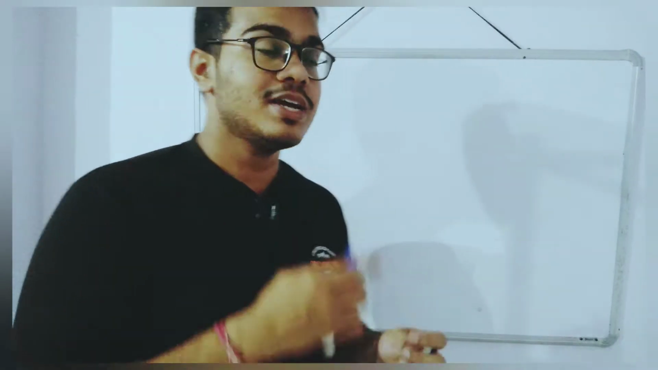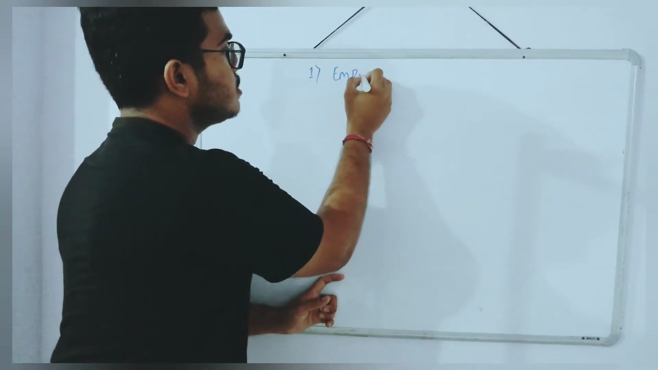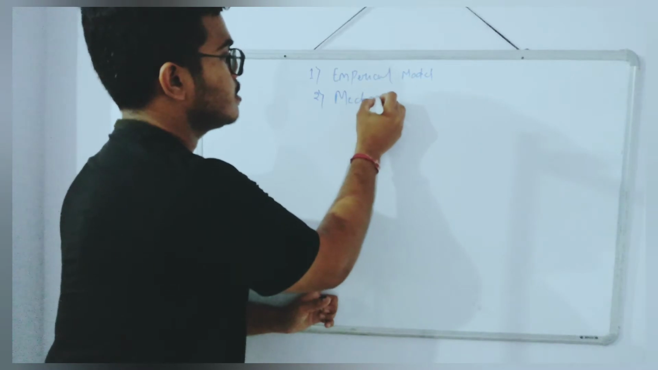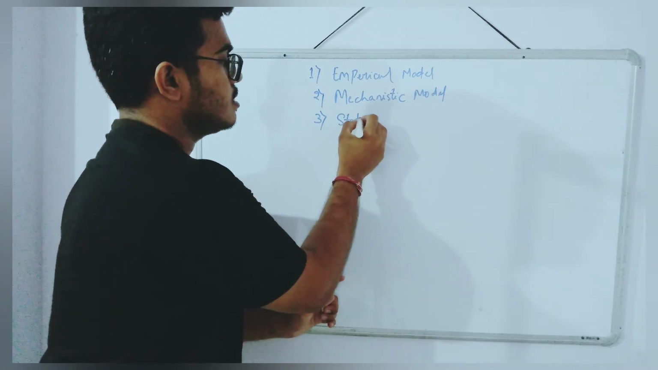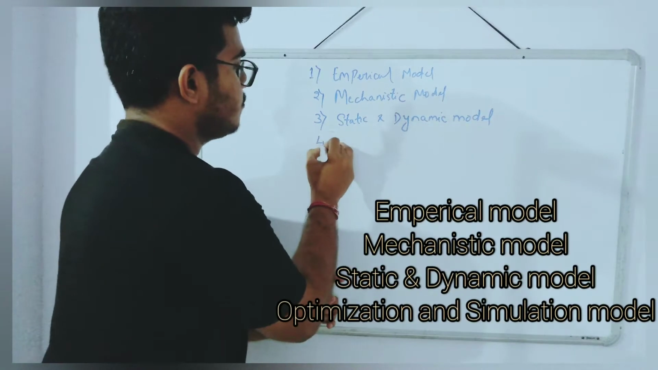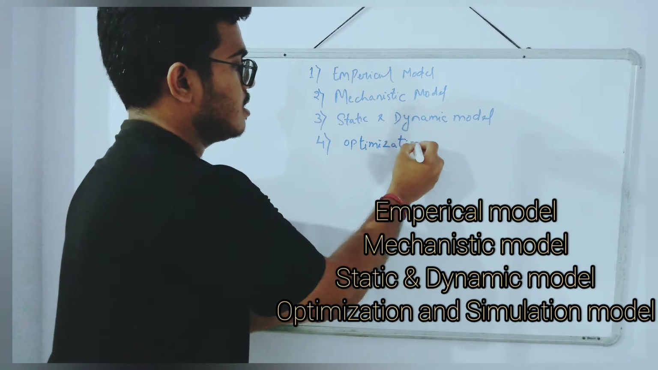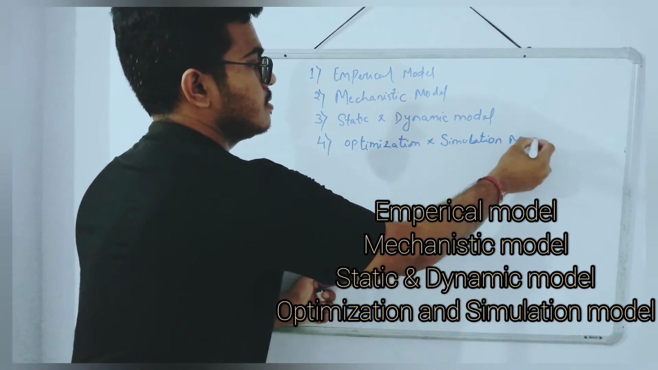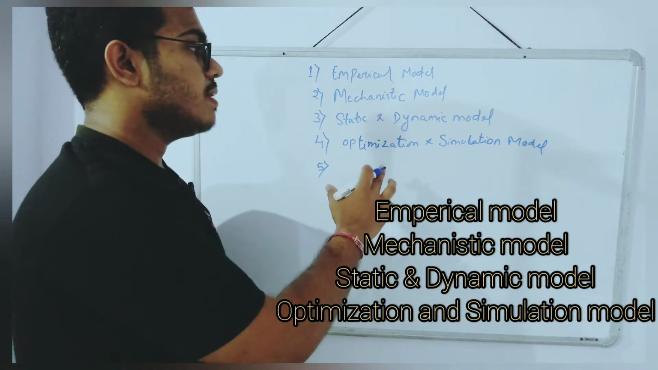So there are certain models: one is empirical model, second is mechanistic model, third is static and dynamic model, and fourth is optimization and simulation model.